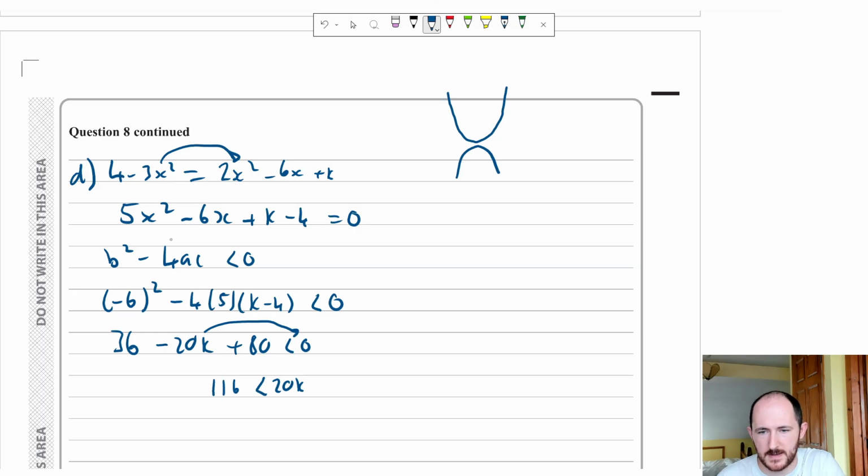So divide both sides by 20. I think, is that going to be 5.8? Yeah, divide it by 10, 11.6 and half it, yeah, obviously. And there you go. That's your solution.